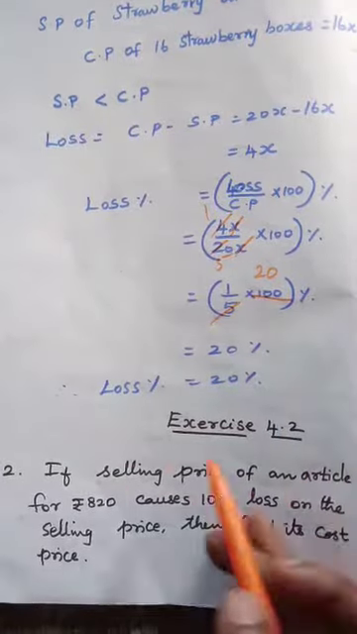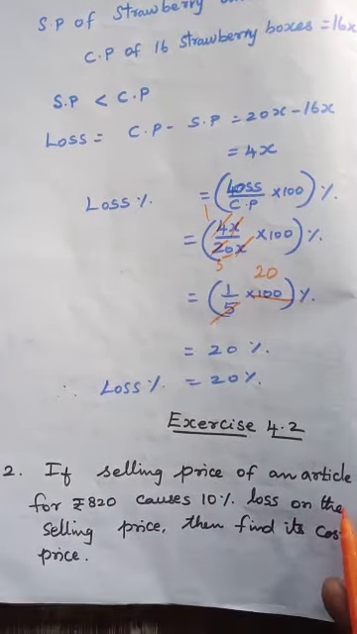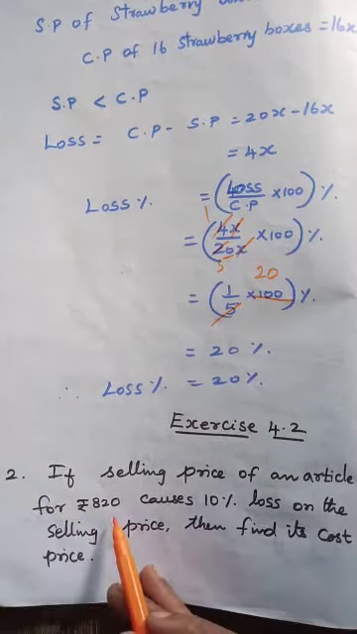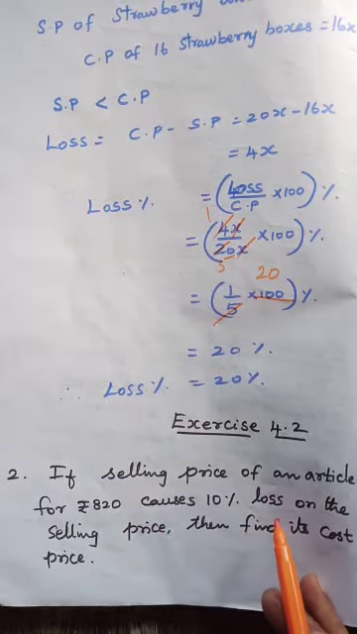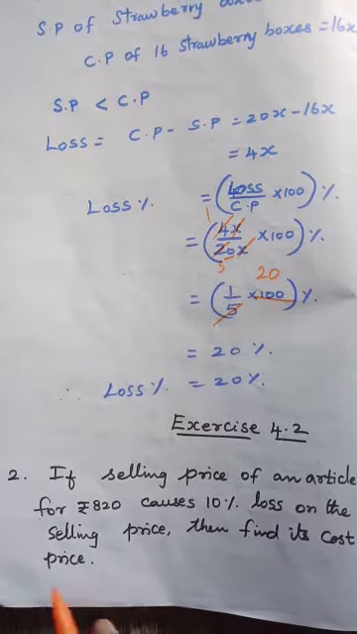Exercise 4.2, we'll see the second problem. If selling price of an article for rupees 820 causes 10% loss on the selling price, find its cost price.